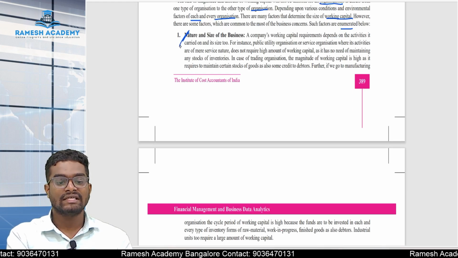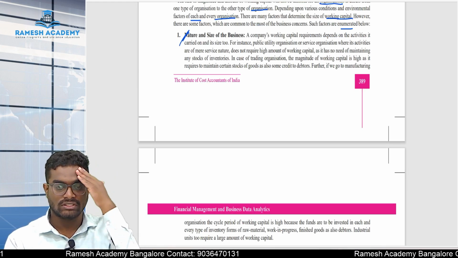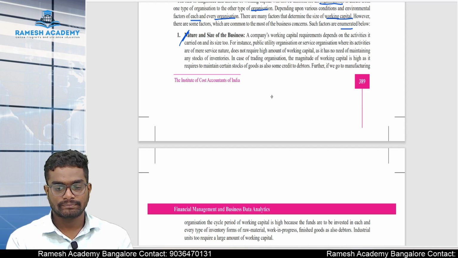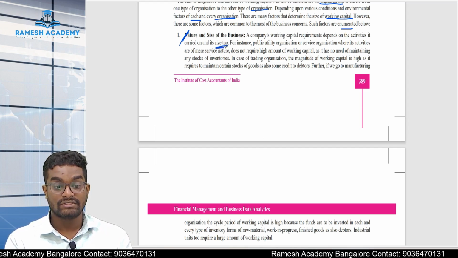First is the nature and size of business. If you are a big concern, you require more working capital. If you are a small concern, you require less working capital. The company's working capital requirement depends on the activities it carries out and its size also.